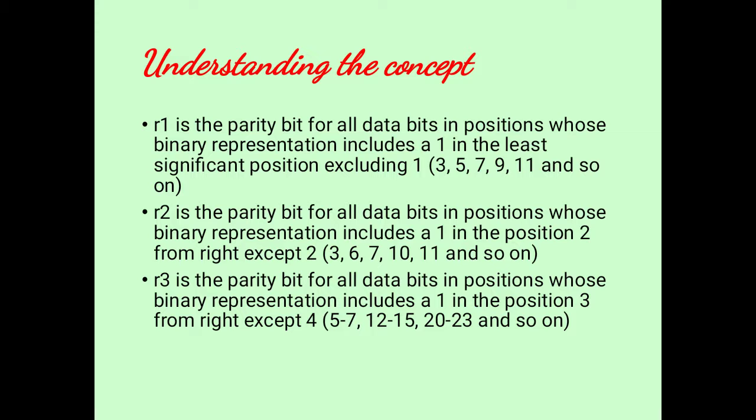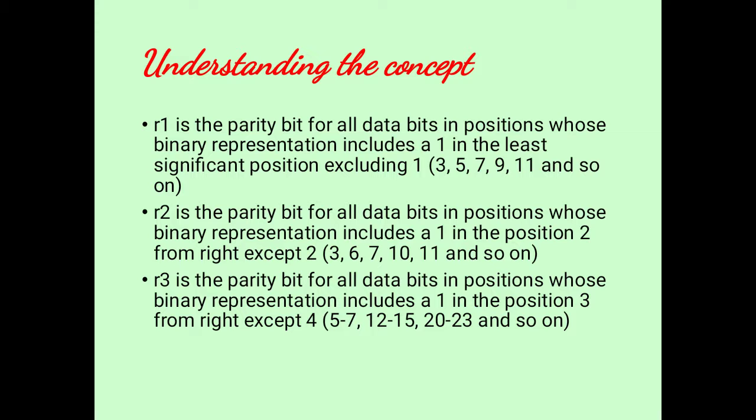Like that you have to consider the first 2 bits, leave the next 2 bits, again consider 2 bits, and leave the next 2. And R3 means 2 to the power of 2, that is position number 4. So from 4 you count 4 bits: 4, 5, 6, 7. Next you leave 4 bits: 8, 9, 10, 11. Again you consider 4 bits, 12 to 15. Again you skip 4 bits, 16 to 19, like that.